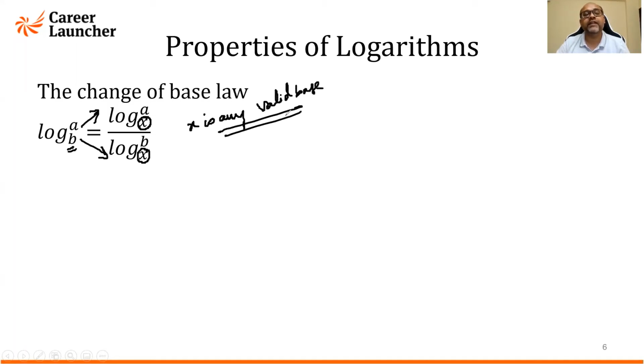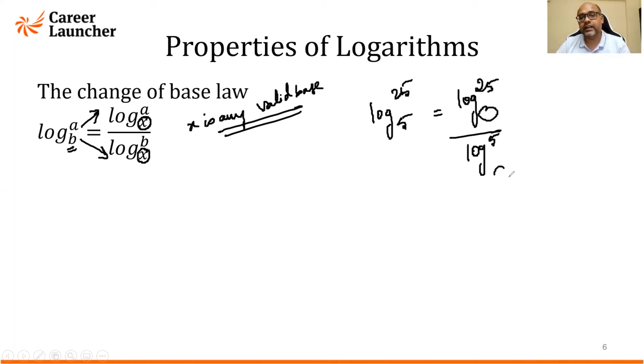Please keep in mind, x is any valid base, which means if I give a numerical example, log of 25 to the base 5, I can write it as log 25 by log 5, and I can write any valid base here and here. So I can write 10 and 10, or I can also write log 25 to the base 6 by log 5 to the base 6. Whatever it is, I can write the same base. And this is basically called the change of base law, or splitting of number and base.